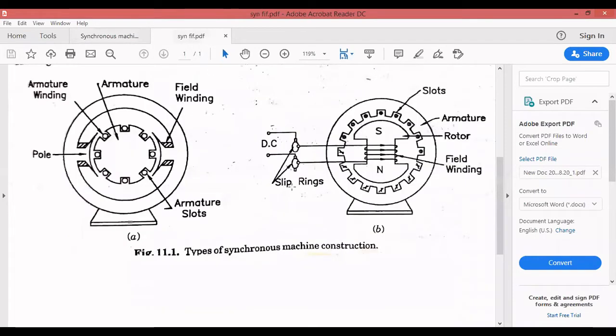This directly corresponds to the second machine, where the field will be rotating and the armature will be stationary. The armature winding is done in the stator slots. Okay, this question corresponds to this type of machine.